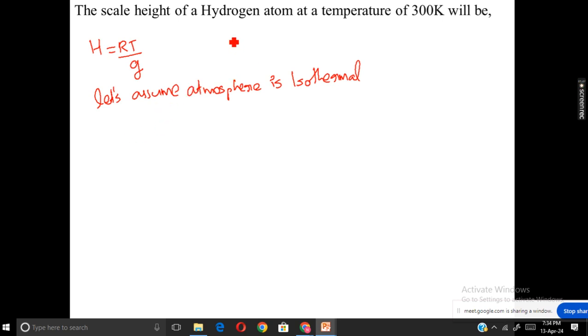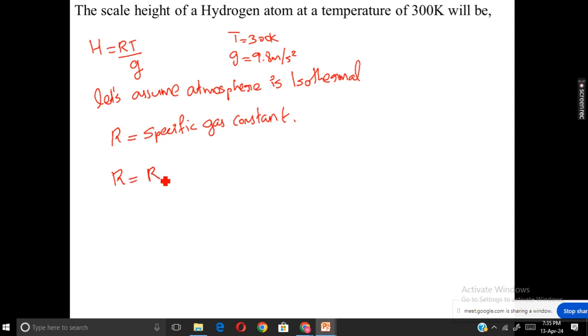T we know is given as 300 Kelvin. g we know, which is 9.8 meter per second square. R we have to find. So R is basically the specific gas constant. This is particular for the gas that we are considering. In this case, they have told the scale height for hydrogen atom at a temperature of 300 Kelvin. So the atmosphere is constituting of only hydrogen atoms. So R can be computed as R star, which is the universal gas constant, divided by molar mass of the atmosphere or air.